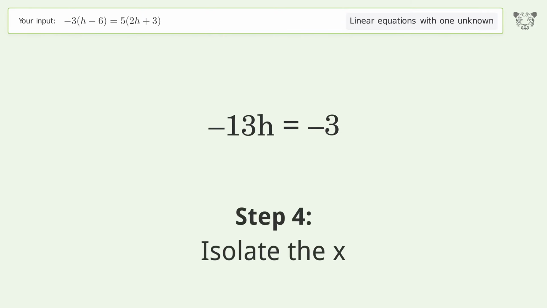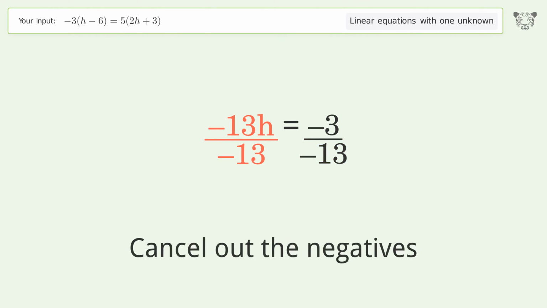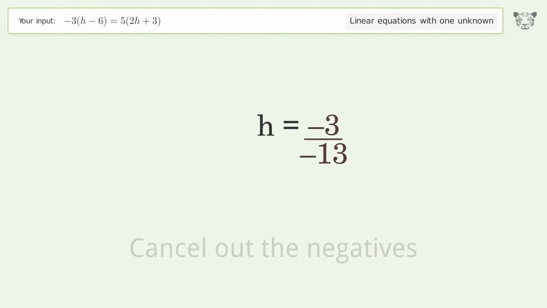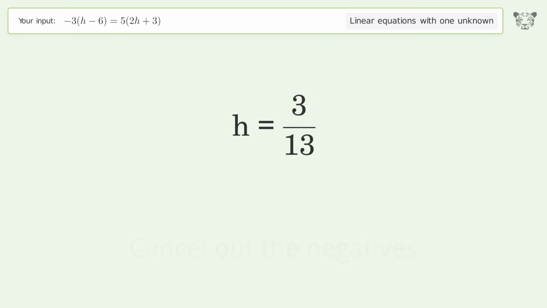Isolate the x. Divide both sides by -13. Cancel out the negatives. Simplify the fraction. Cancel out the negatives. And so the final result is h equals 3/13.